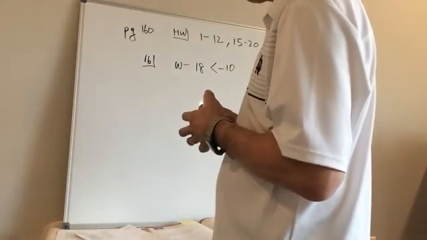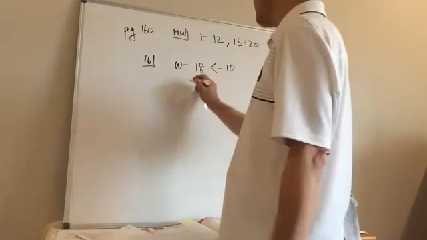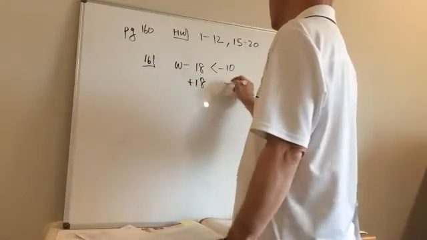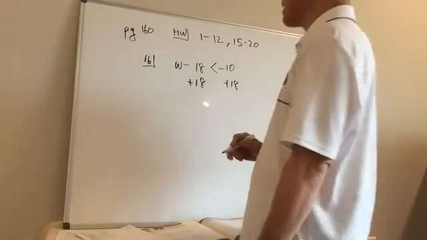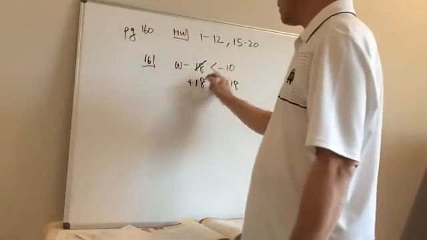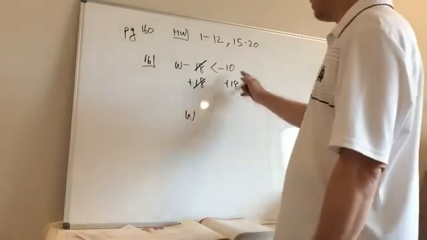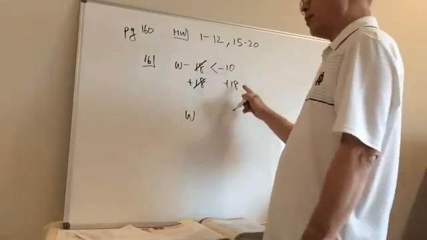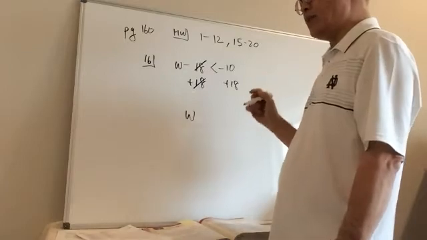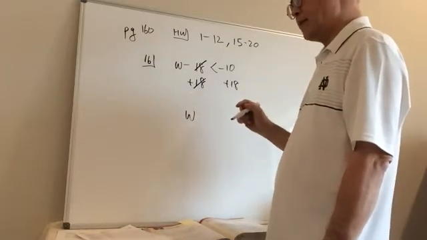Plus 18. I would plus 18 on both sides, exactly. Now this 18 and this 18 would go away. I end up with W. And on here I have negative 10 plus 18. What would that be?